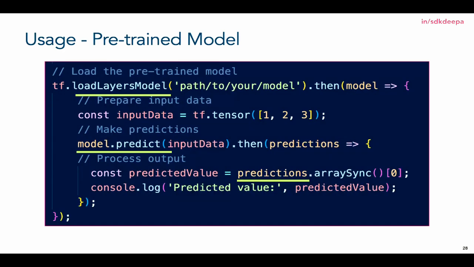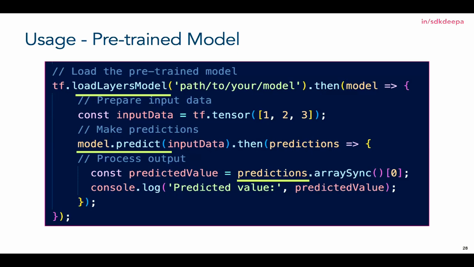So here we are using this load layers model from TensorFlow, where you can use this pre-trained model, you can give the path to it, and then with this model, you can prepare data. Like I said, a tensor is the basic data structure that you would use in TensorFlow. You can make predictions, and once you make the predictions, you can also get the values out.